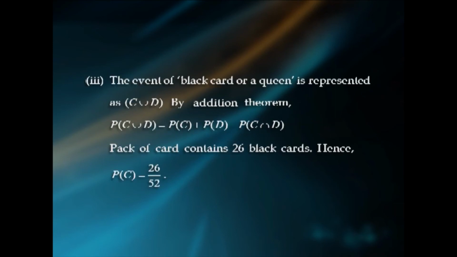Number 3. The event of black card or a queen is represented as C union D. By addition theorem, P(C union D) = P(C) + P(D) - P(C intersection D). The pack of cards contains 26 black cards. Hence, P(C) = 26/52. The pack of cards contains 4 queens. Hence, P(D) = 4/52. Out of 52 cards, 2 cards are black queen cards. Hence, P(C intersection D) = 2/52.